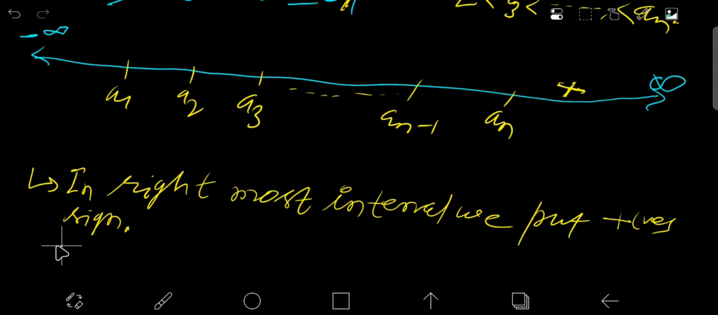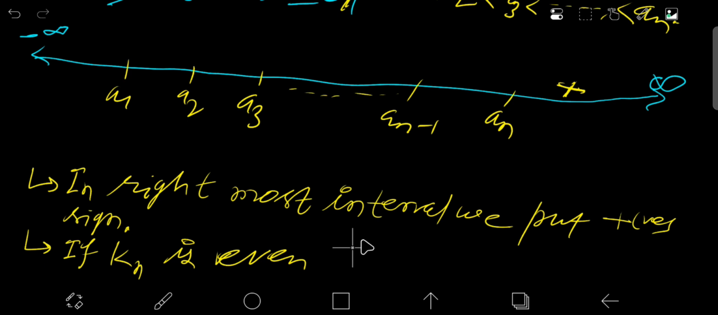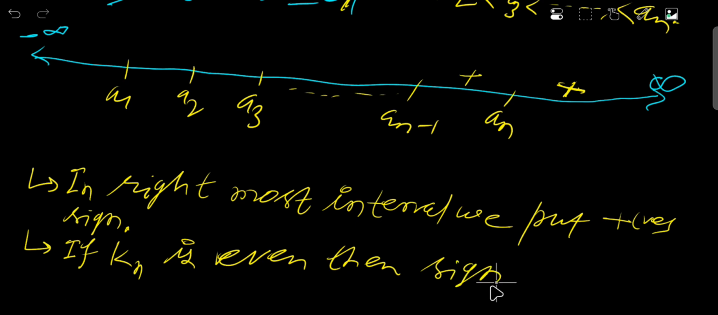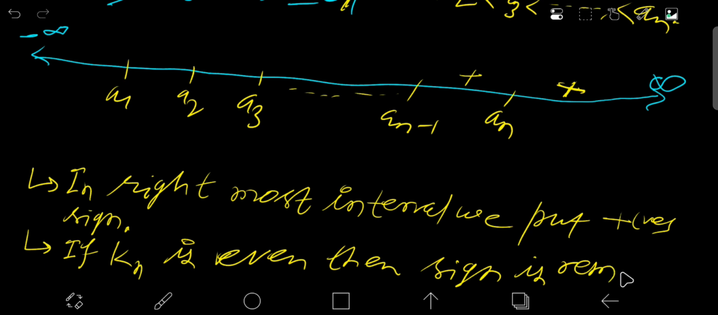Then in the second step we take the exponent of an, which is kn. If kn is even, then the sign does not change, means plus to plus here. Okay, if kn is even, then the sign stays, the sign remains.